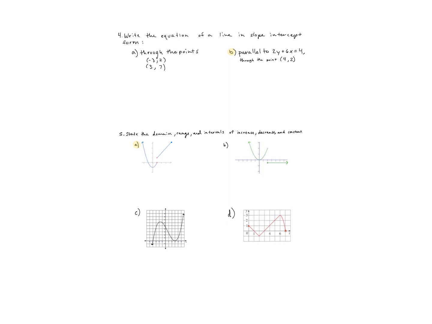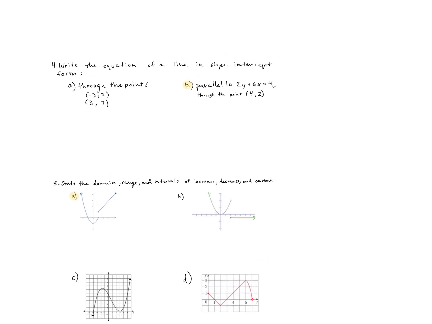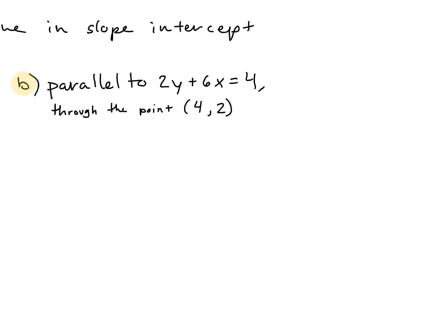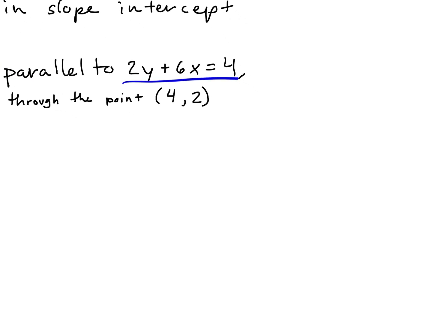All right, for number 4, I want to do B. It says write the equation of a line in slope-intercept form that's parallel to our given line and through the point (4, 2). If it's parallel to the given line, what do we know about the slope? Same slope. But we have to find the slope of this line first. How would we find the slope?